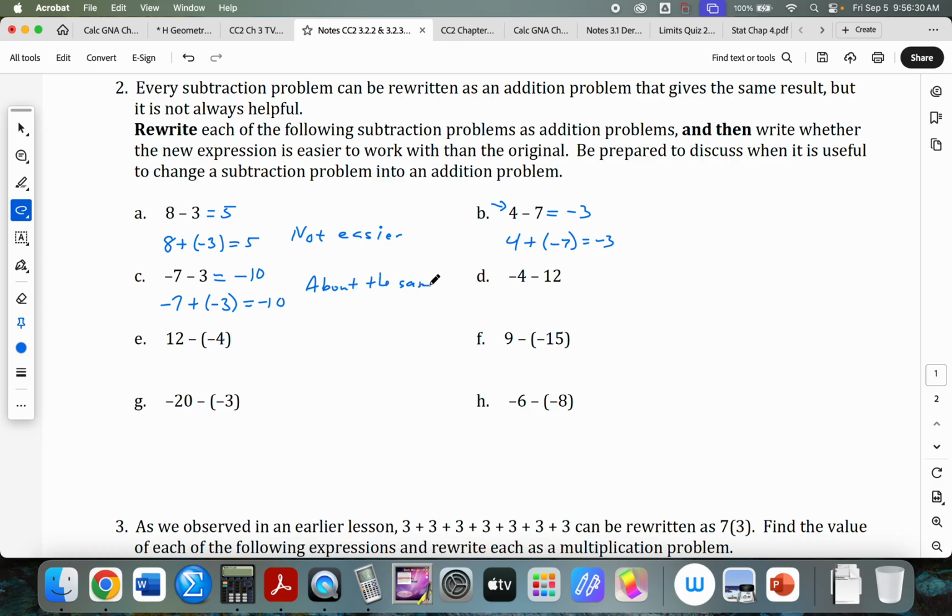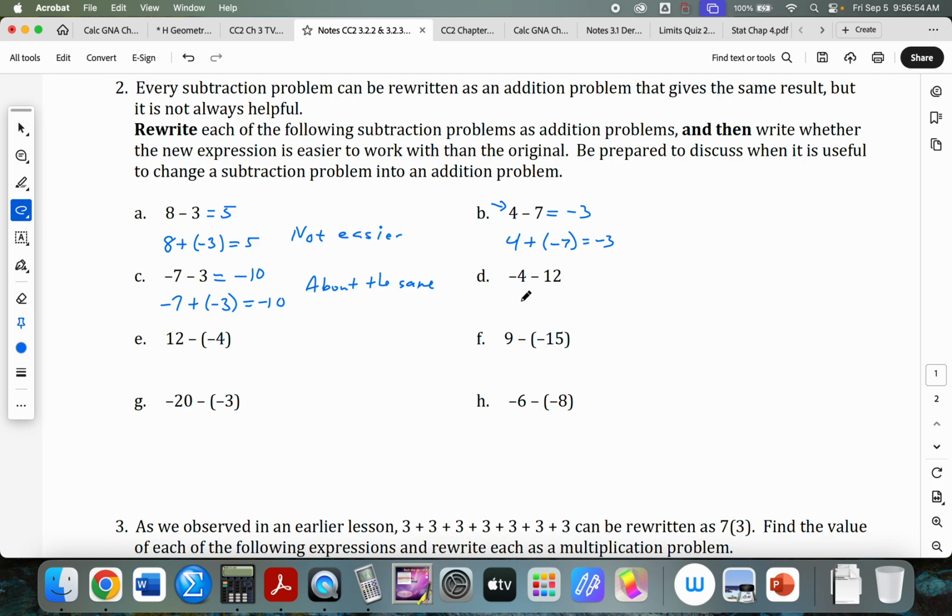The nice thing about the second one, it's like, oh, I have all these negatives. Now I have 3 more negatives. Okay. So that makes 10 negatives. I think the second way is a little bit simpler. Not a lot, but just a little bit.